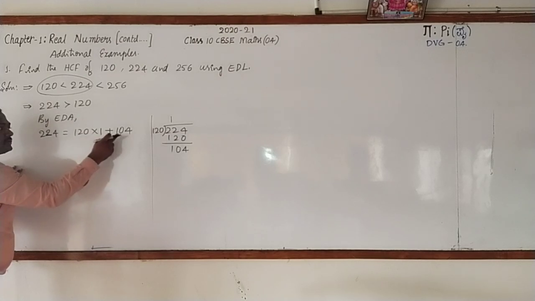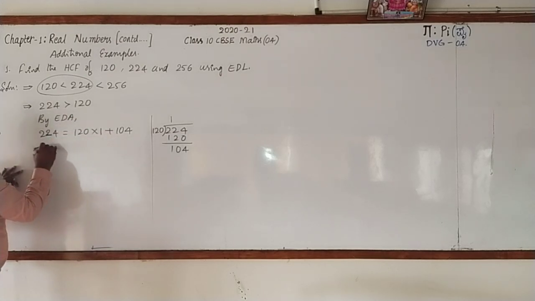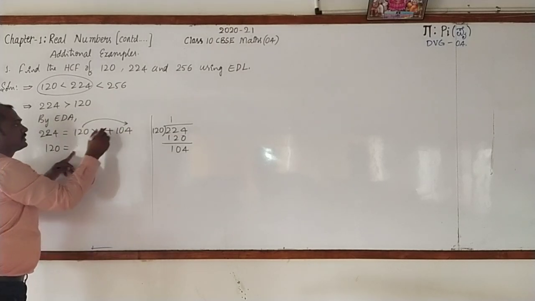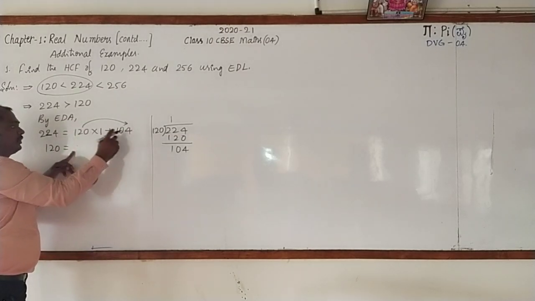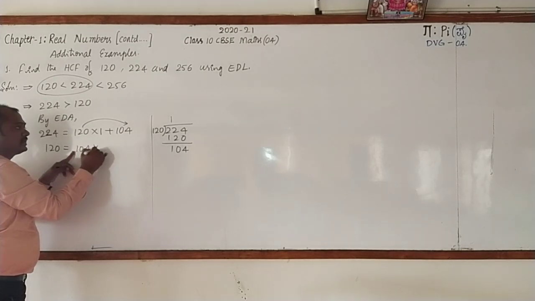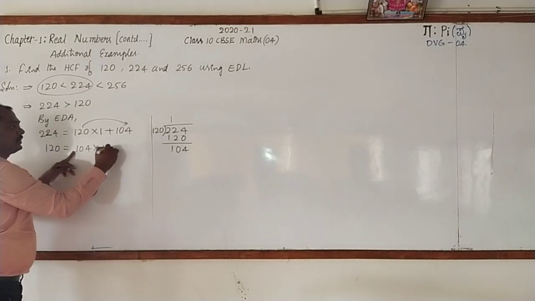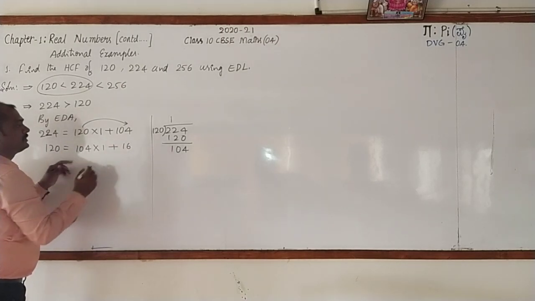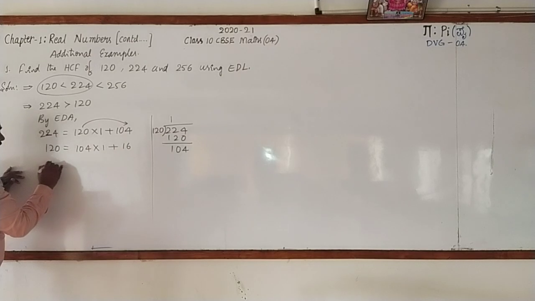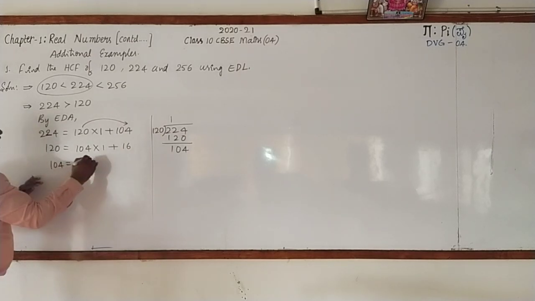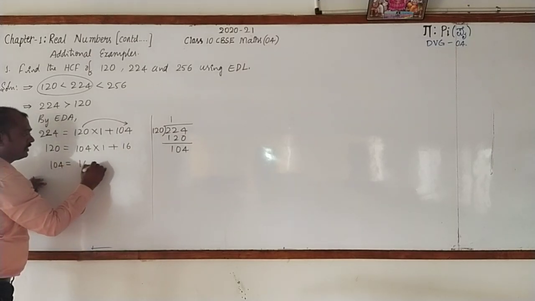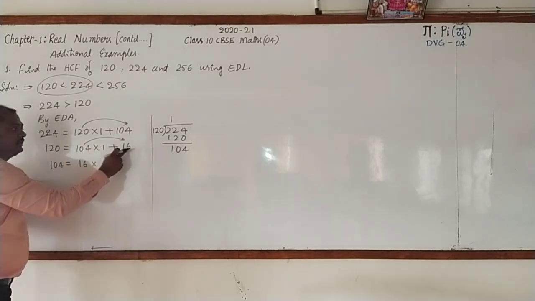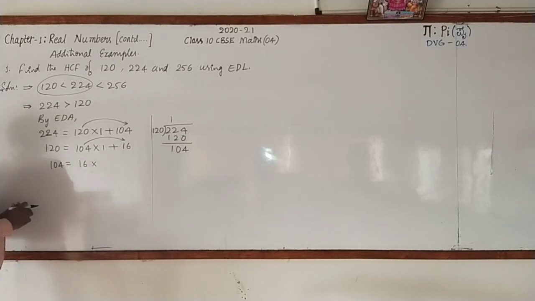The remainder is not equal to 0, so continue. 120 is greater than 104. Divide 120 by 104. 104 ones are 104, and I am writing it directly. How much will remain? 120 minus 104 is 16. Then 104 divided by 16. See that 104 is greater than 16, so we can continue this.